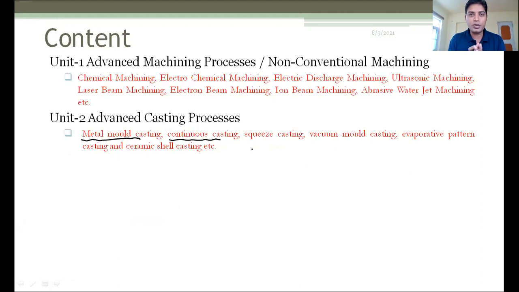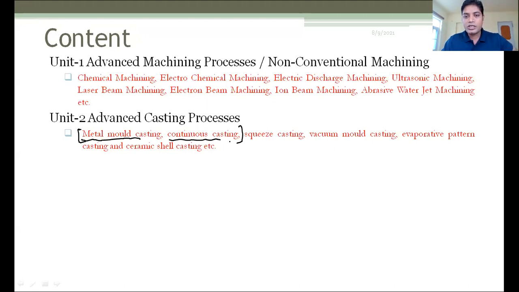the basic casting processes. Simply, we have the cope and drag part, then we fill the sand, in which we keep the pattern and the shape is formed. After that, we remove the pattern, and there is a pouring basin. We start filling the material into it, and once it is filled throughout, it will come out of the riser. So these two processes are related to that only.